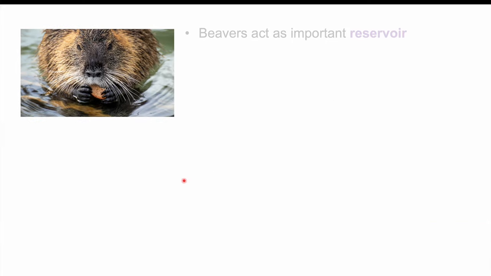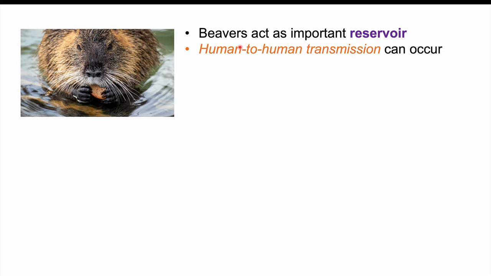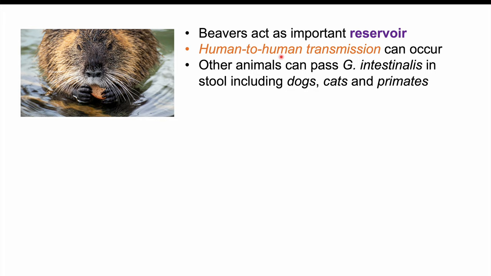Now let's talk about the sources of this protozoa and how people become infected. As mentioned before, beavers act as an important reservoir for this protozoa. And when human beings do become infected with Giardia intestinalis, they can actually spread it to other humans. So there is human-to-human transmission as well. And other animals can pass Giardia intestinalis in their stool, including dogs, cats, and primates. So if there are dogs and cats that are infected with this protozoa, they can spread this protozoa in their stool into the environment to lead to infection of other individuals or other species.